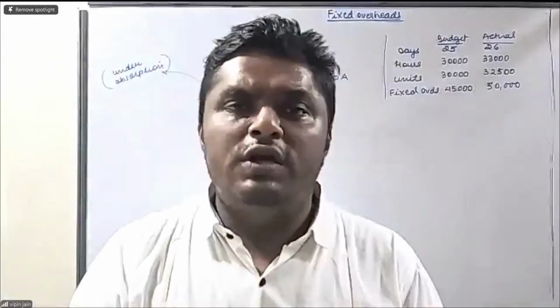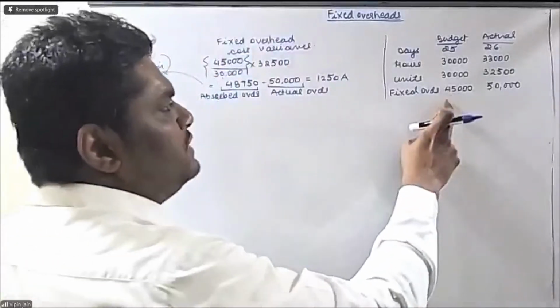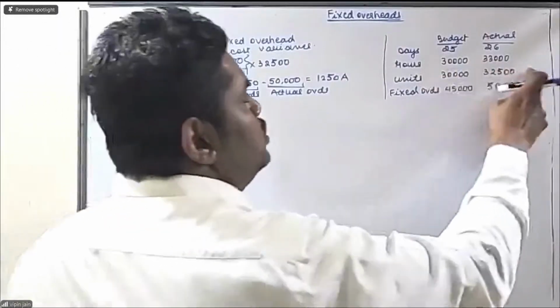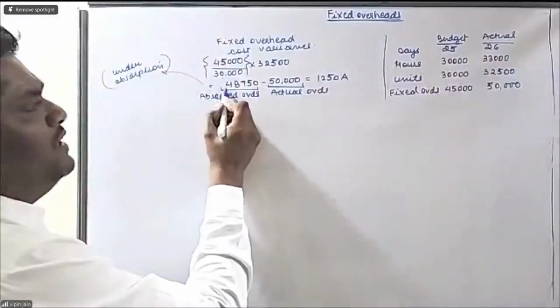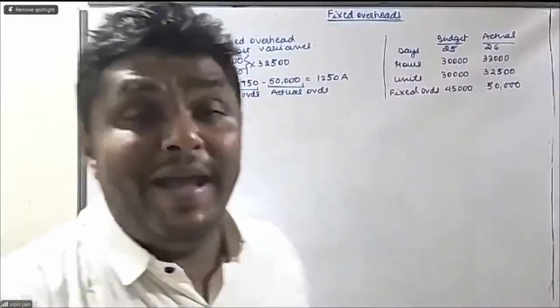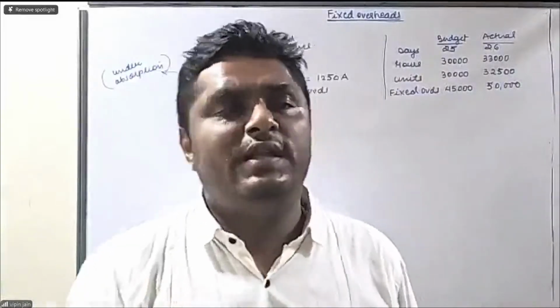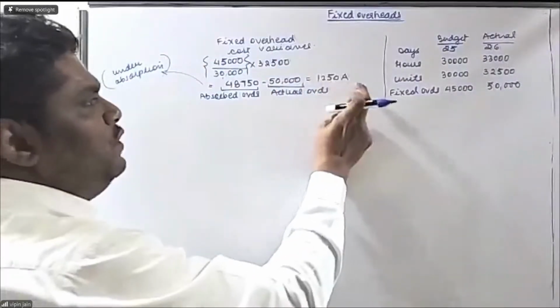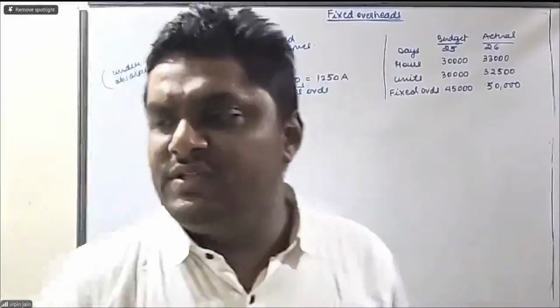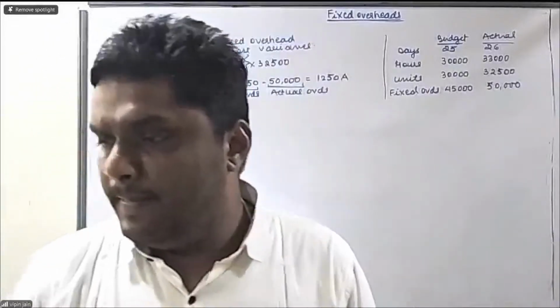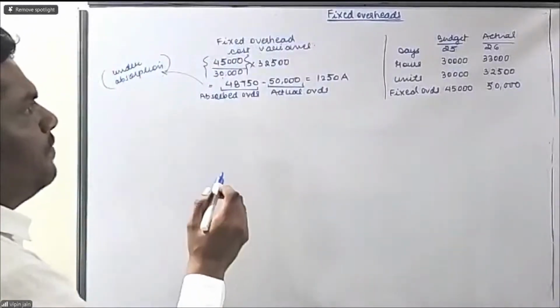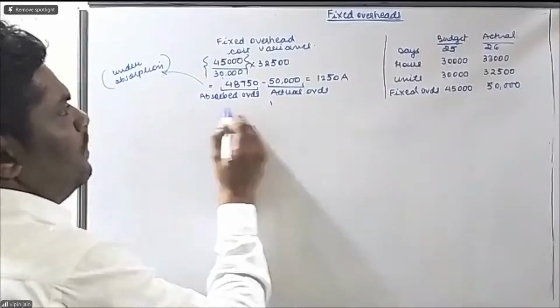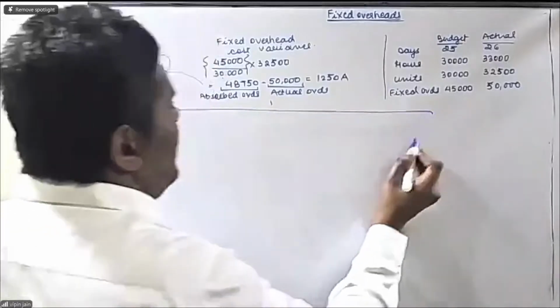So fixed overhead cost variance is very simple: 45,000 overheads for 30,000 units. So for 32,500, how much? 48,750. But my actual overheads were how much? 50,000. So how much extra? 1250 extra, we call it adverse for the company. From here, two parts.